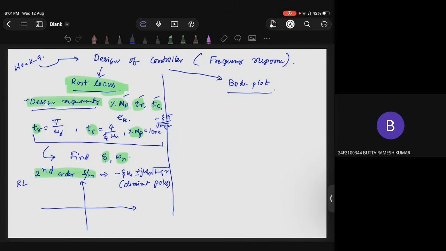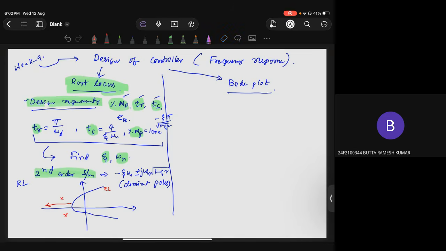For example, let's say my root locus is something like this. Then if my dominant poles are like this, what we will do is we will try to shift the root locus. Let me write it here.